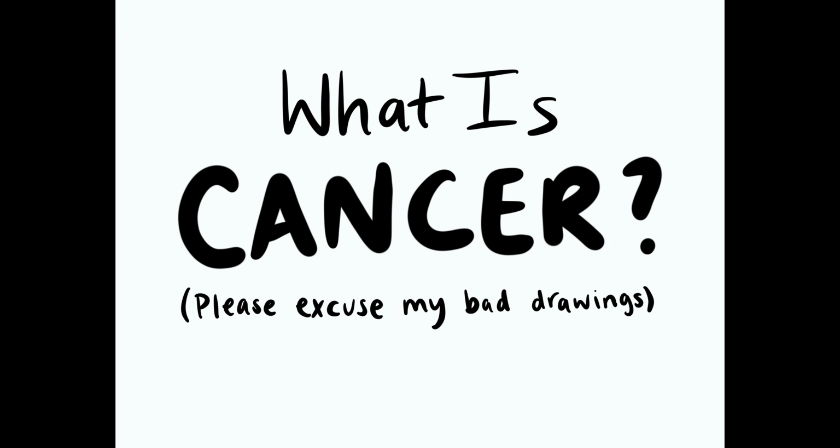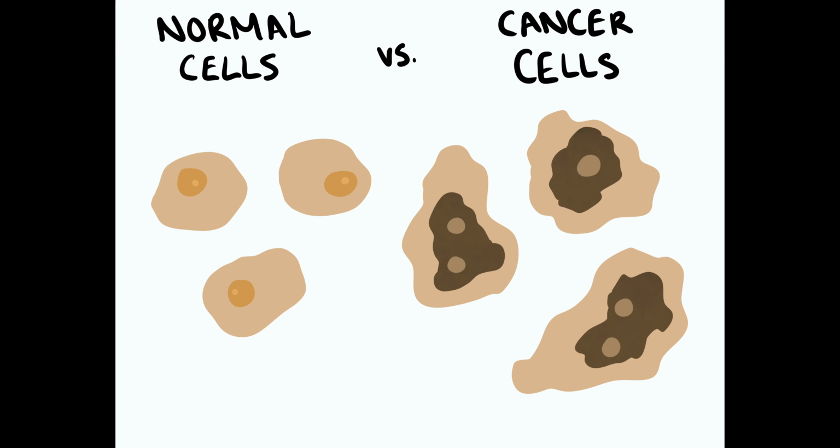Hi everyone, so today we're going to discuss what is cancer and how it is different from regular cells. So first of all, cancer cells are physically different from normal cells. Where normal cells are uniform in cell size and arranged into discrete tissues, cancer cells have variation in cell size and shape with a disorganized arrangement of cells.